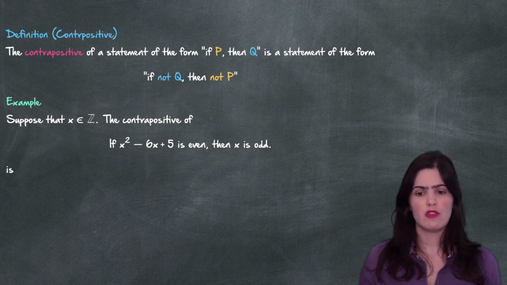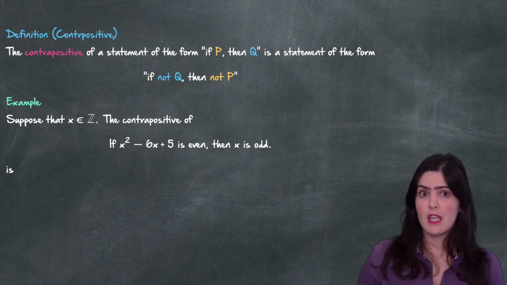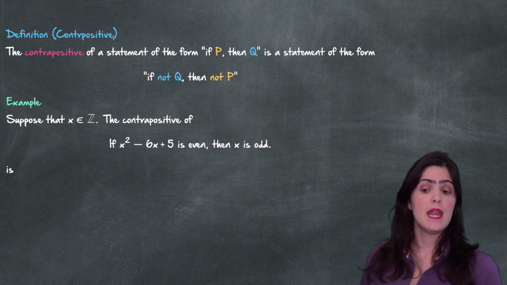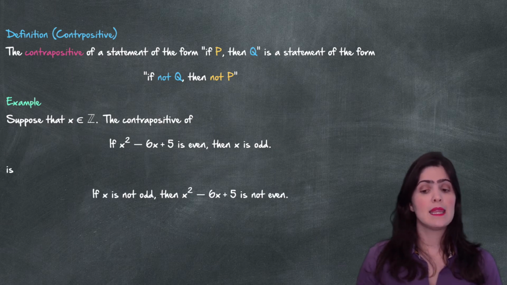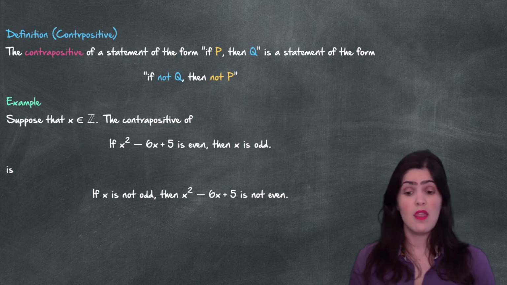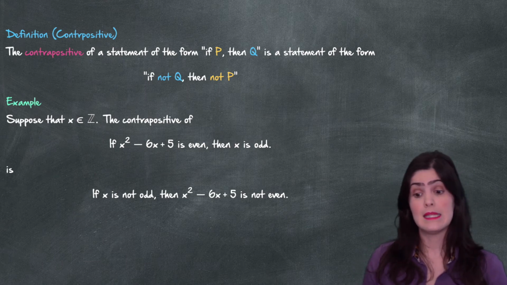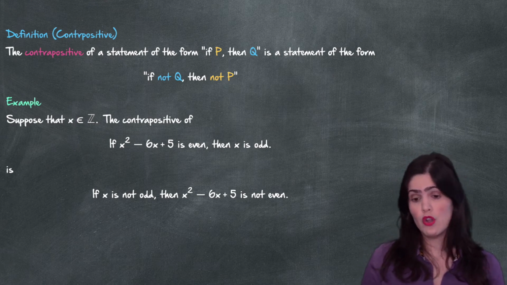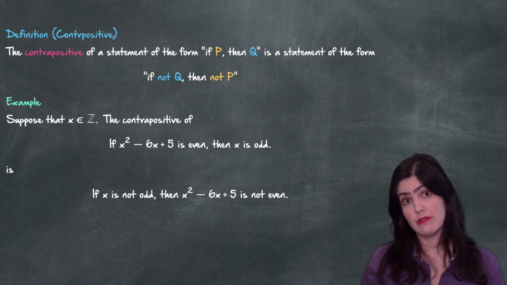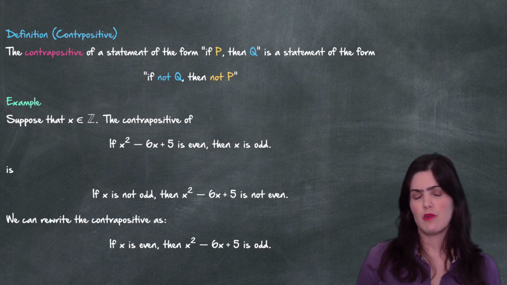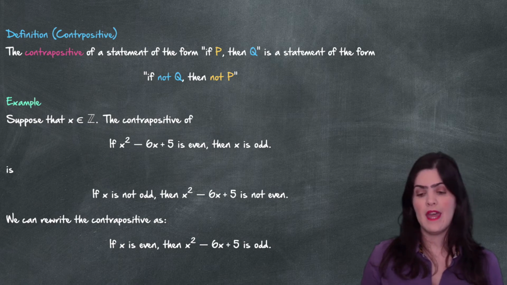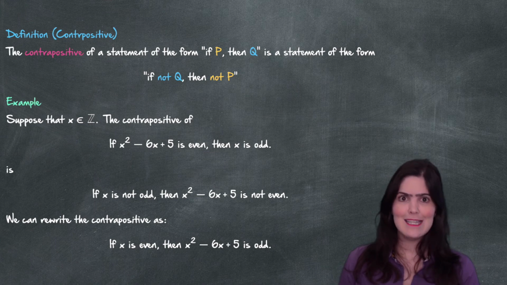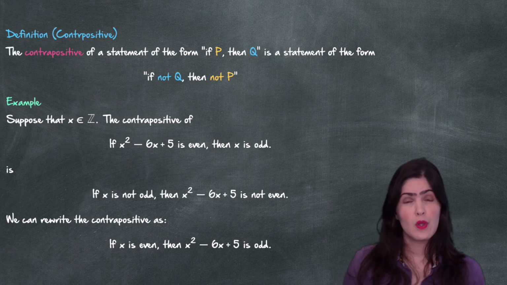So suppose that x is an integer, and the contrapositive of the statement if x squared minus 6x plus 5 is even, then x is odd, is that if x is not odd, then x squared minus 6x plus 5 is not even. But of course, we know that integers are either even or odd. So if you are not odd, you're even, and if you are not even, you are odd. So we can rewrite the contrapositive as if x is even, then x squared minus 6x plus 5 is odd. And this is very easy to verify that it is true.